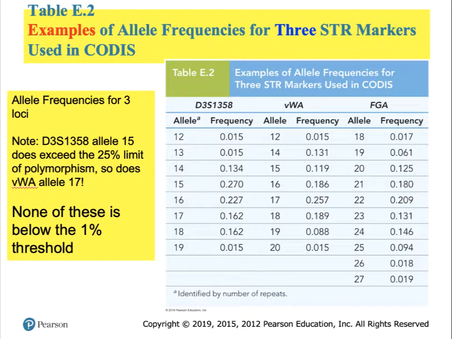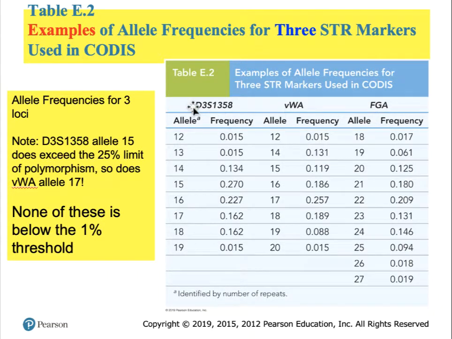The best way to relate to this technology is to look at a number of different examples. So that's exactly what the textbook does. It gives us some examples. So here's an example of DNA from a single individual that has been amplified just using 3 STR markers in the CODIS regimen. One of those is the D3S1358 locus. The second one in here is the vWA locus, and the last one is the FGA locus.